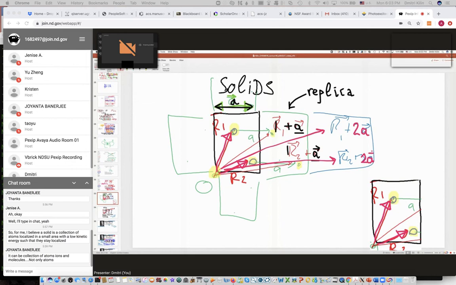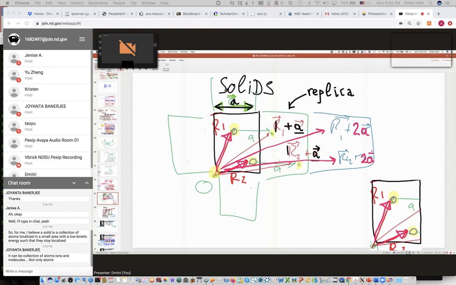So the definition of a solid is a regular structure where the position of any atom in this large object can be described as a replica of the very small initial positions in the initial unit cell. So the atomic structure of solids is obtained by translation of the original unit cell.